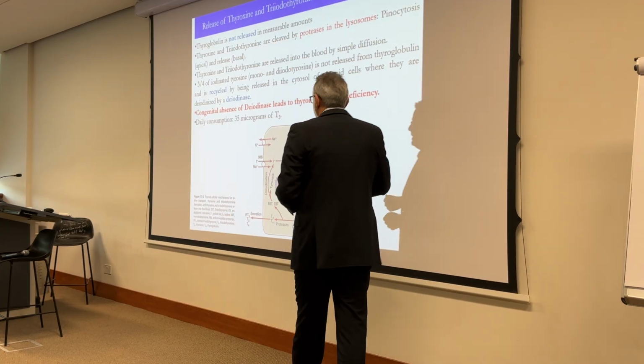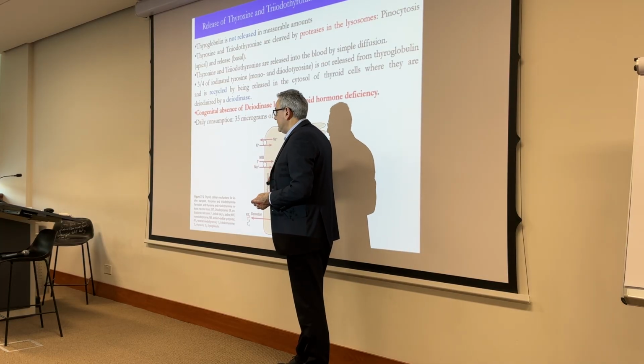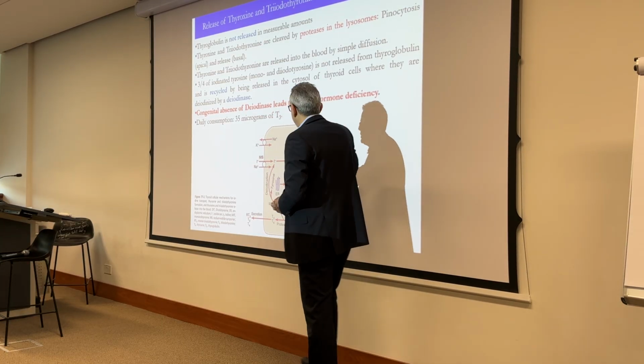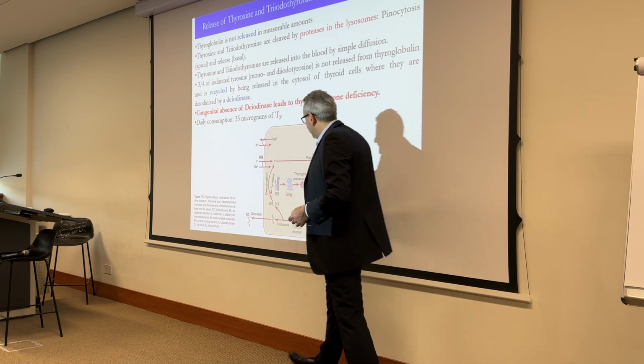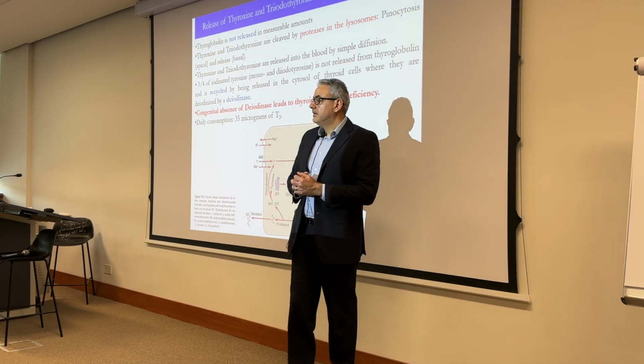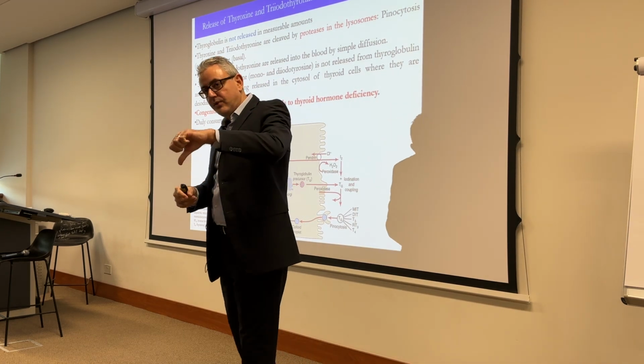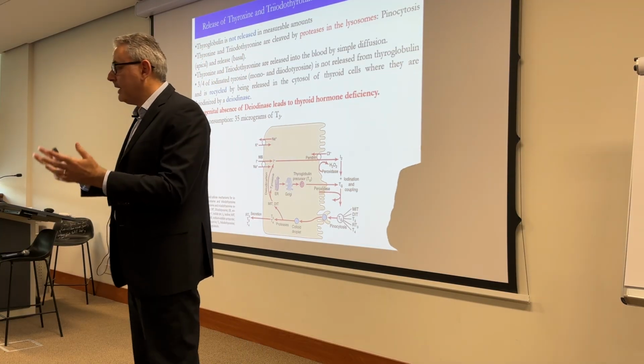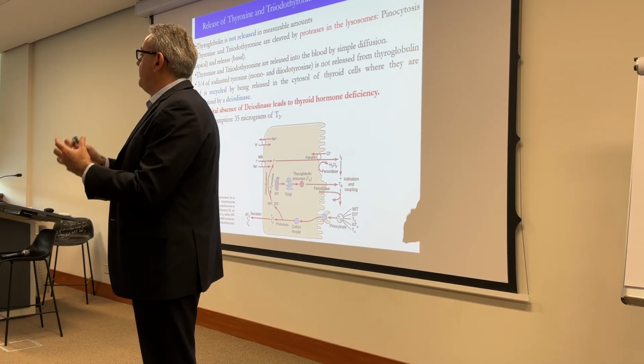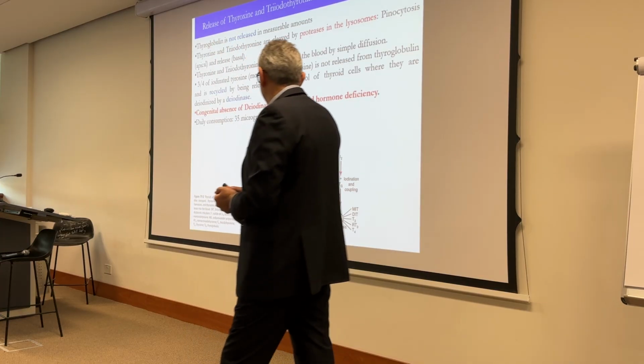If there is a problem with this deiodinase, a congenital malformation, this leads to decreased recycling, and therefore a decrease in the secretion, in the packaging, in the production, in the manufacturing of the thyroid hormones.